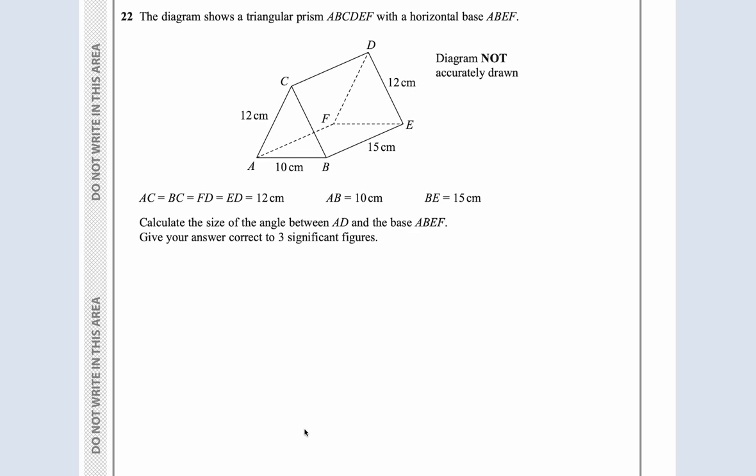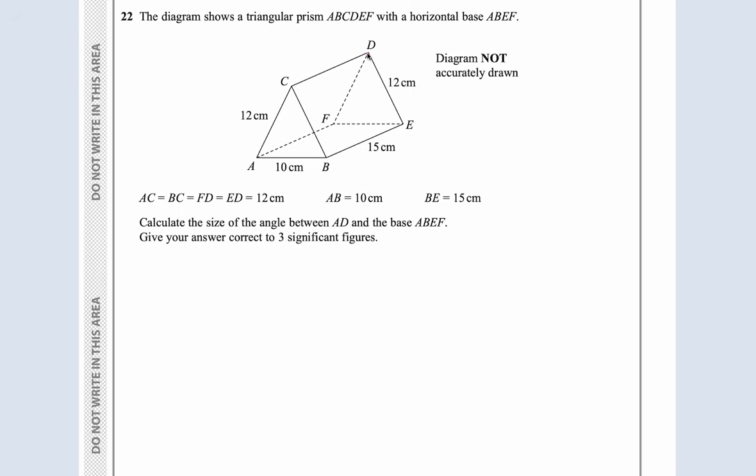22. So we have a triangular prism, horizontal base. It gives us all this. These are all equal to 12. AB is 10. BE is 15. Calculate the size of the angle A between AD and the base. So AD. Oh, right. That is tricky, guys. So we want the angle between ABEF.